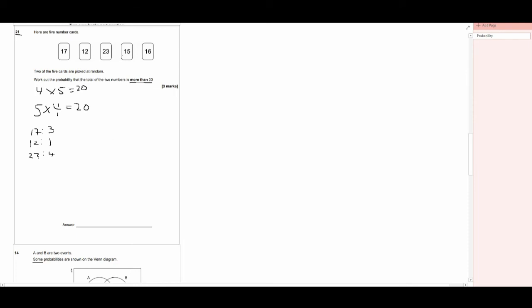Next, 15. 15 has 23, 17, and 16, but not 12. So let's write 15, 3. And lastly, we have 16. 16 has everything except 12. So once again, 16, 3. So then we add up these: 3, 6, 9, 10, 14. 14 successful combinations out of a possible 20.